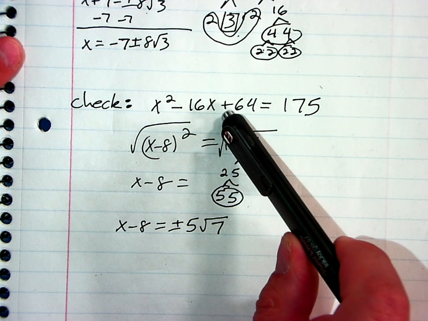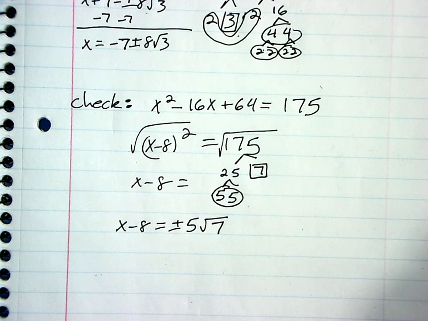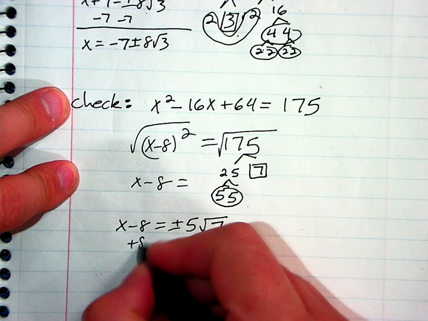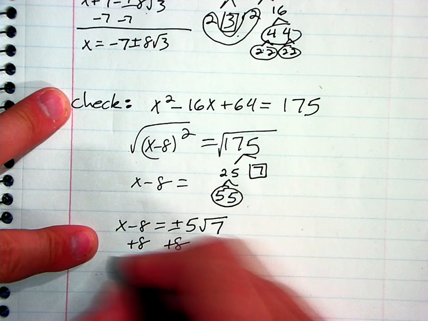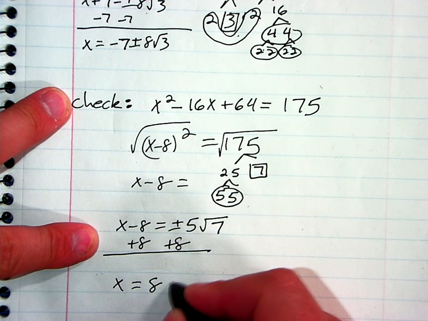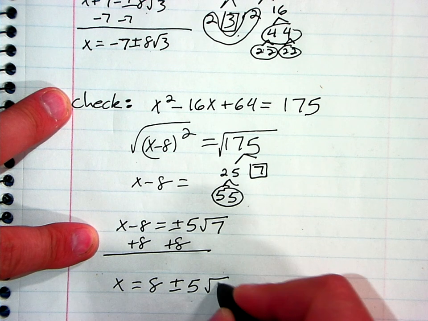Because this tells us our signs are the same. This tells us they're both negative. No, that's a good question. All right, how do I get rid of a minus 8? Perfect. So my final answer is going to be x equals 8 plus or minus 5 square root 7.